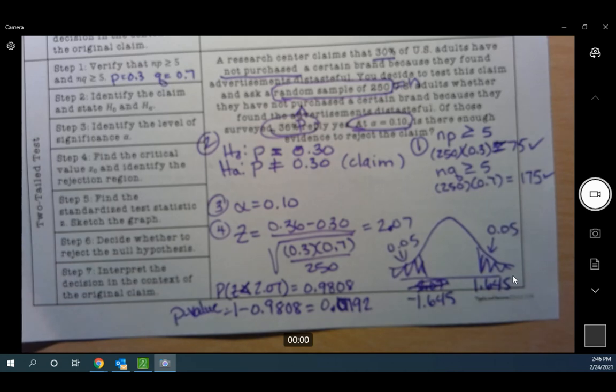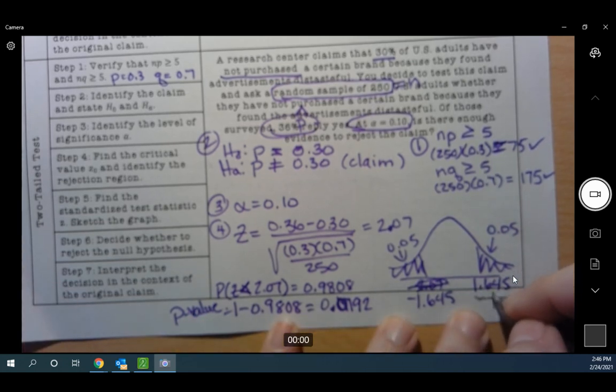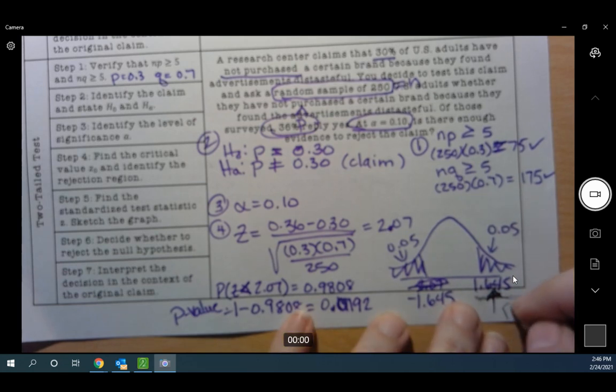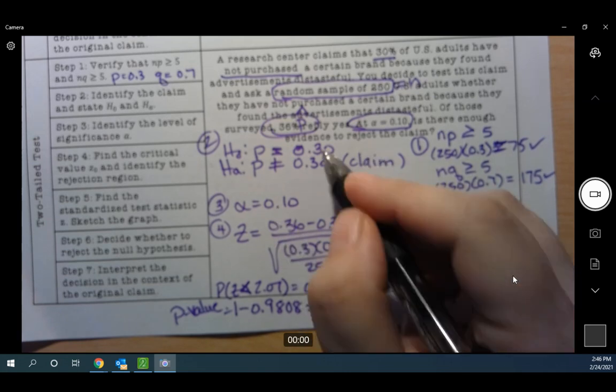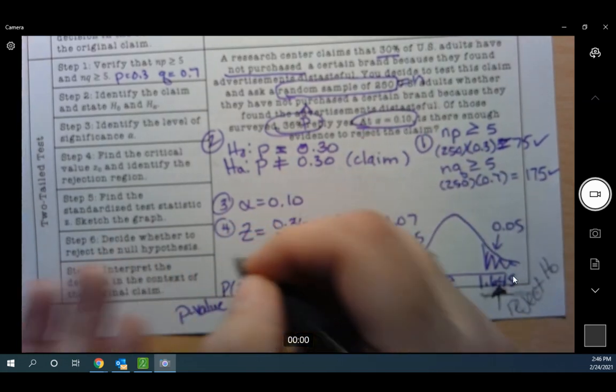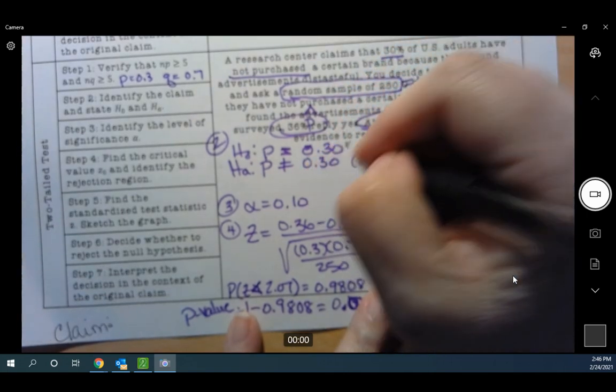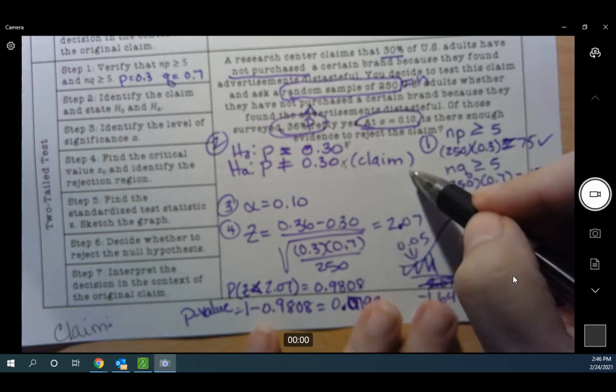Okay, now if we compare the two, where would 2.07 be numerically on a number line? Somewhere around here, right? So in that case, do you reject or not reject? Reject. So if we reject the H0, that means the H0 is false. So what does that tell us about the claim? H0, we reject that, making it false, which makes this true, which makes the claim one we can support.